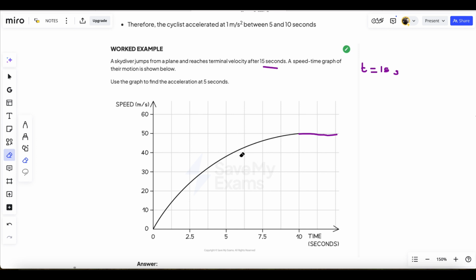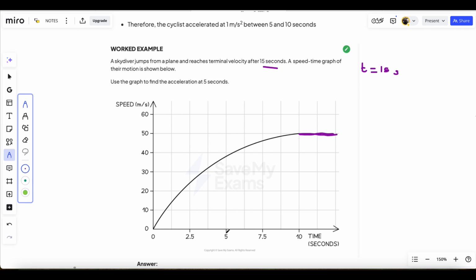Okay, so after that, when you reach your terminal velocity, your weight and air resistance will be equal. We're going to do that today also as our motion of free fall. You start moving with a constant speed, or constant velocity. Now, the motion is shown on the graph below. Use this graph to find the acceleration after 5 seconds.